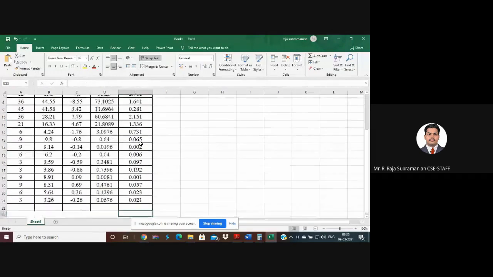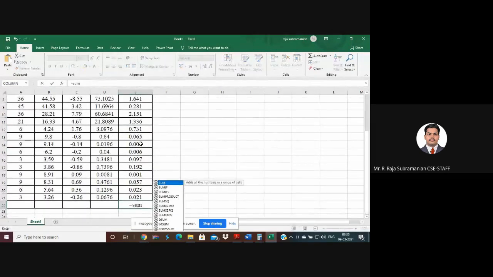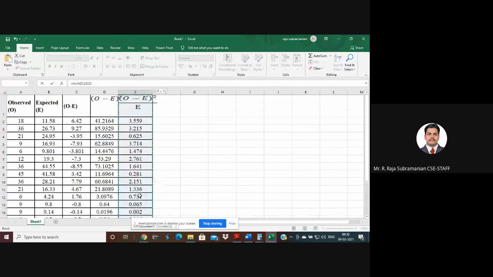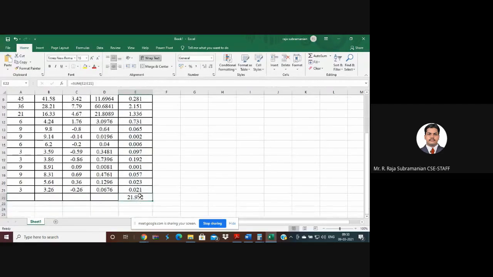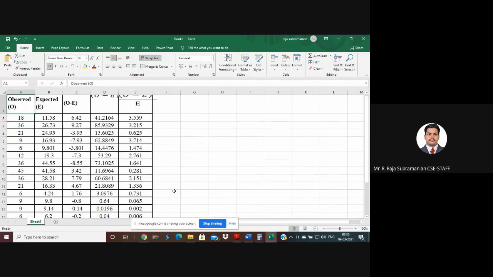Yes. So I get the total values. I just take the summation of this. Since you are not going to operate with pen and paper, you also can use Excel. So I get the total value as 21.952, right? 21.952. I am making it clear how to calculate this.